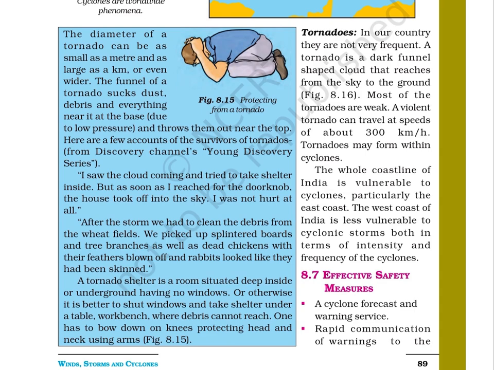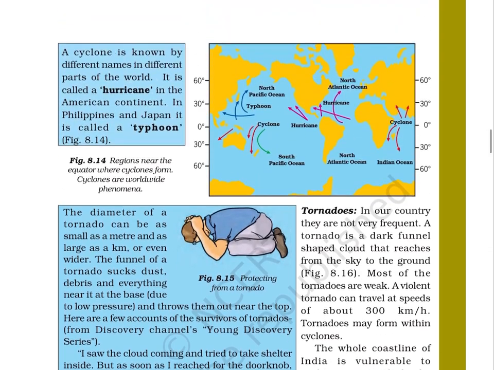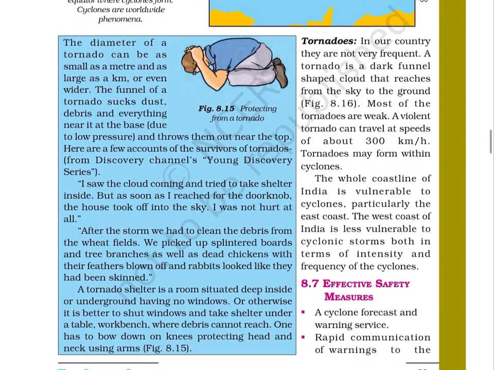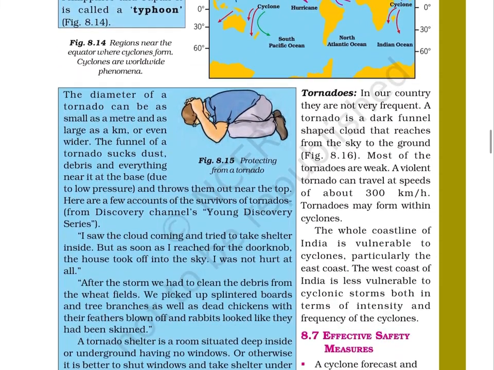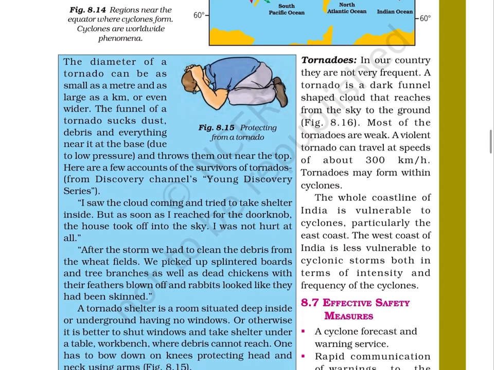The diameter of a tornado can be as small as a meter and as large as a kilometer, or even wider. The funnel of a tornado sucks dust, debris, and everything near it at the base due to the low pressure, and throws them out near the top.